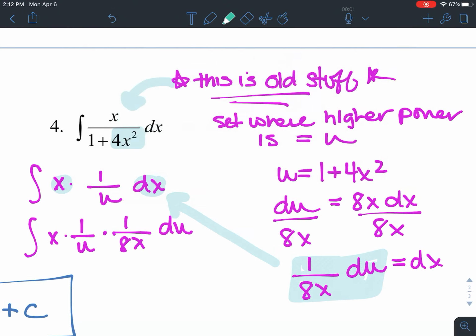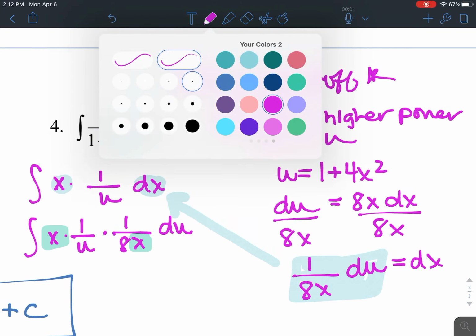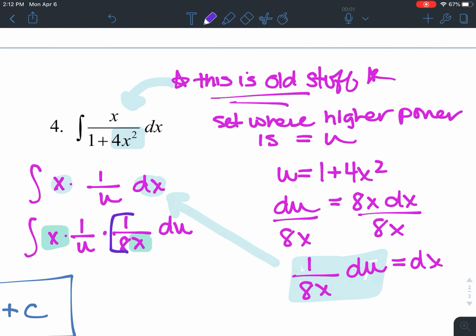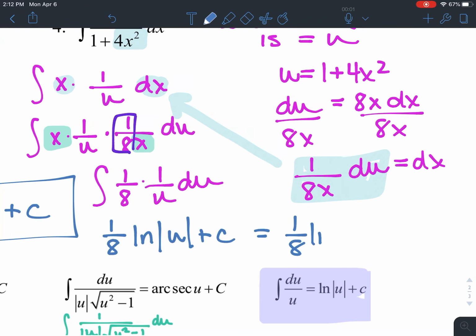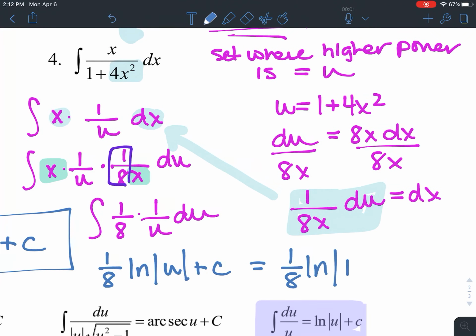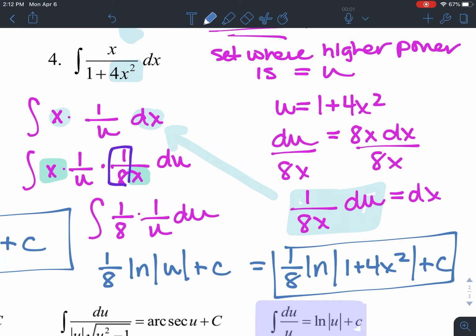Notice what I can cancel. I can cancel just my x's and only my x's. I still have left this 1/8. I'm going to kick that to the front. So I have 1/8 times 1 over u du. I can now take that antiderivative. I get 1/8. The antiderivative of 1 over u becomes ln absolute value of u plus c. Now let's sub in our u value. ln absolute value, my u was 1 plus 4x squared plus c, and you are done.